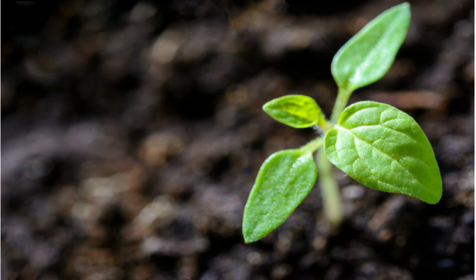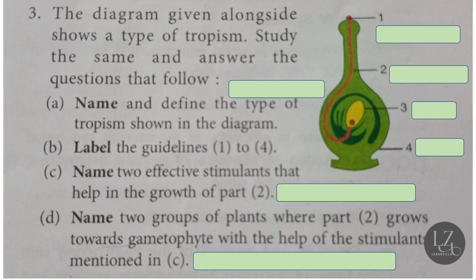This is another important question in the chapter chemical coordination in plants. The diagram given alongside shows a type of tropism. Study the same and answer the questions that follow. Name and define the type of tropism shown in the diagram.